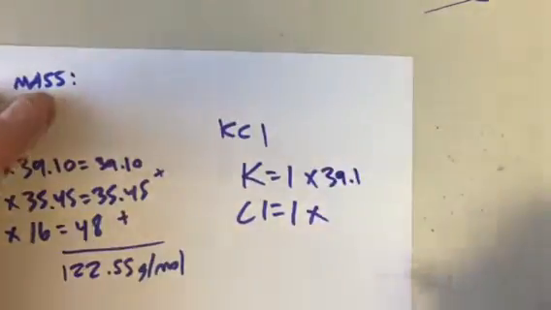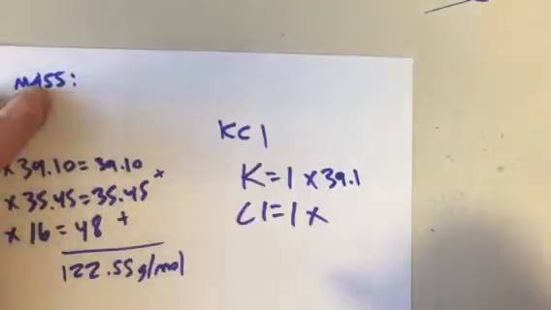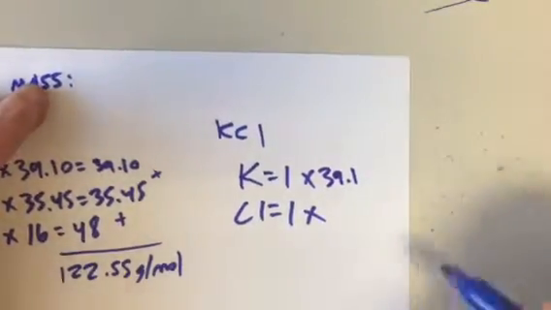I'm just going to leave it there because anything times 1 is itself, and I'm running out of room here. Already making a mess on my desk. Chlorine is 35.45. Just double check it. Yep.